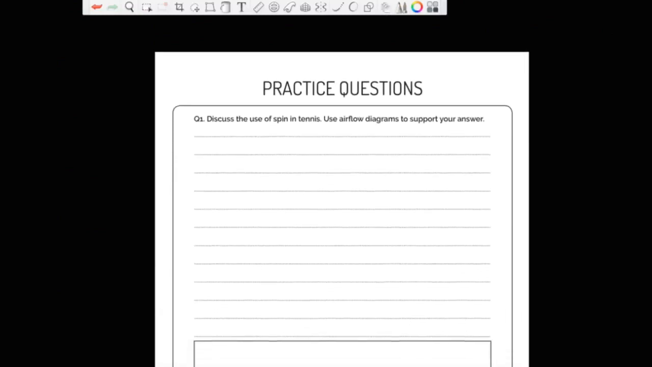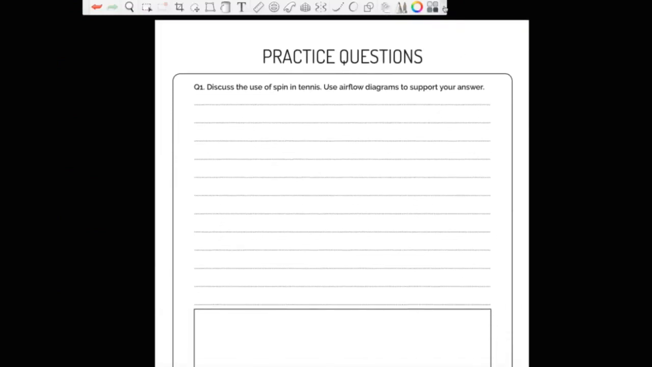Okay, let's move things on. I'm going to have a look at this big question here, and actually it's a funny one because in essence I'm just going to help you plan it out. Here we've got a very interesting question. Discuss the use of spin in tennis. Well, we've touched on it. Use airflow diagrams to support your answer.